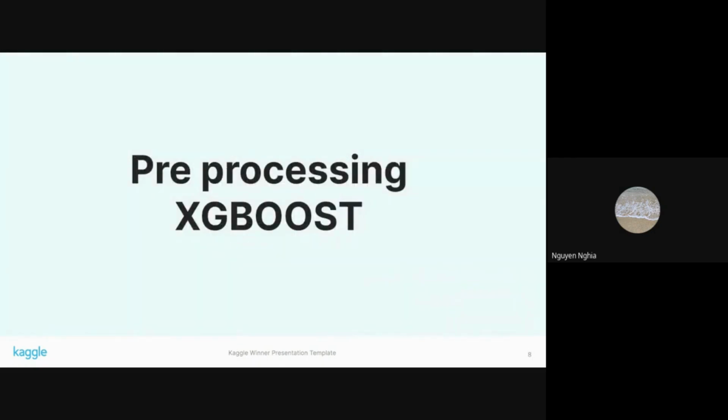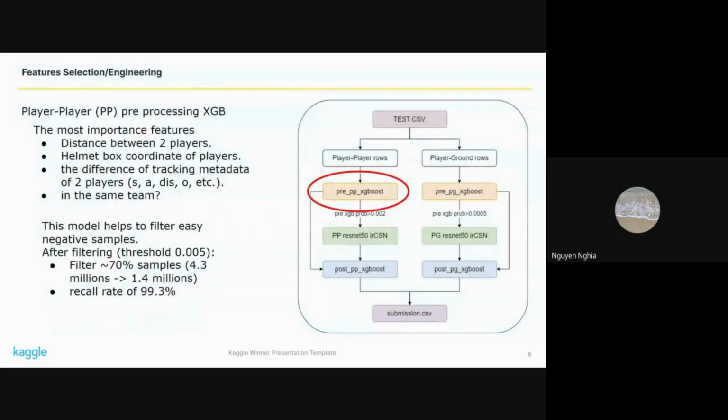The first step is pre-processing attributes. For player pre-processing, the most important features are the distance between two players, the helmet box coordinates of the players, the difference of tracking metadata of the two players, and whether the two players are on the same team or a different team. This model filters around 70% of samples and keeps around 99.3% recall rate.